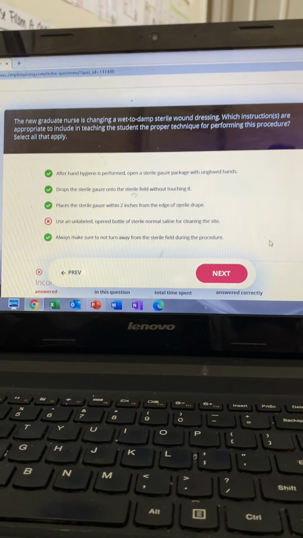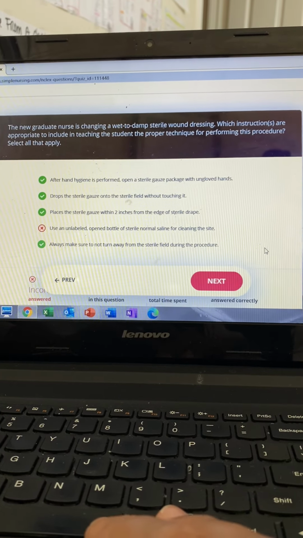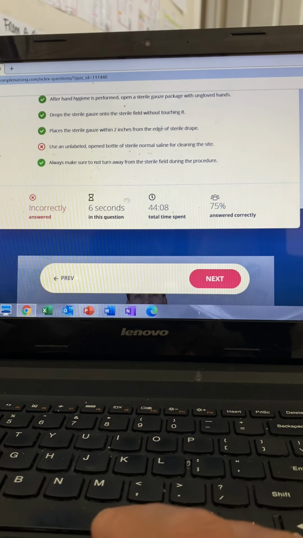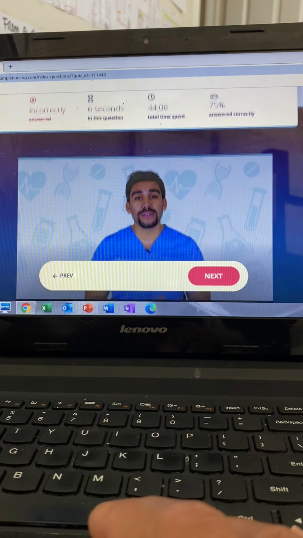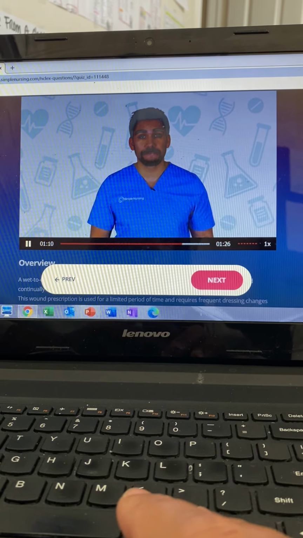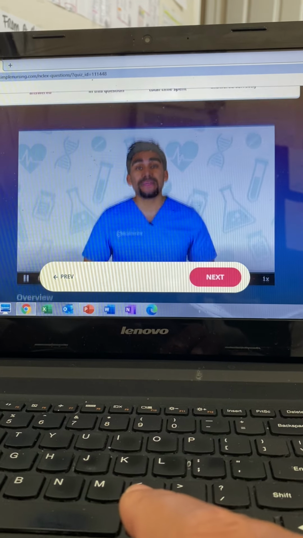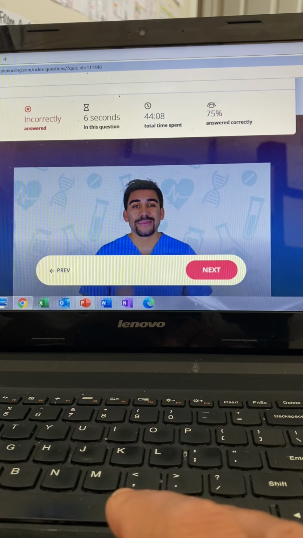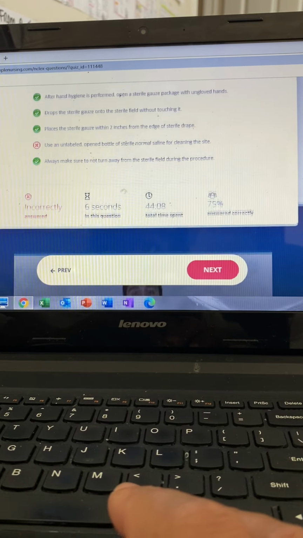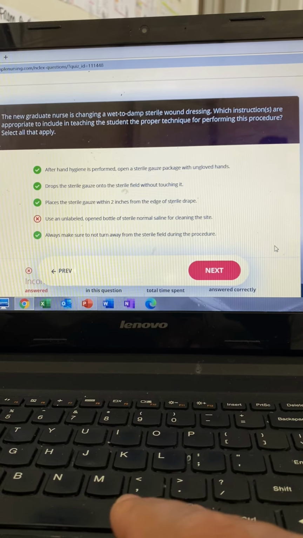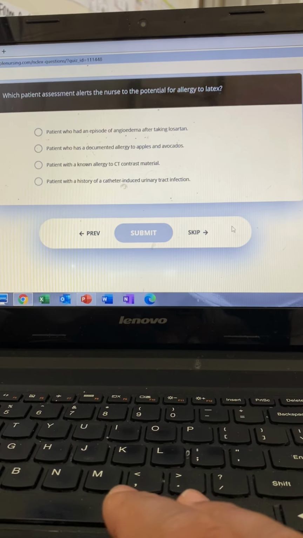And option 4 here was incorrect. Guys, it's never safe to use an unlabeled open bottle of sterile saline. Anything sterile has to be closed, has to be locked, and follow normal medication procedures here. And option number 5 is correct, guys. You should never turn away from a sterile field because you can't assure everything will stay sterile. Okay, that wraps it up. For more details and test tips, please see the rationale.